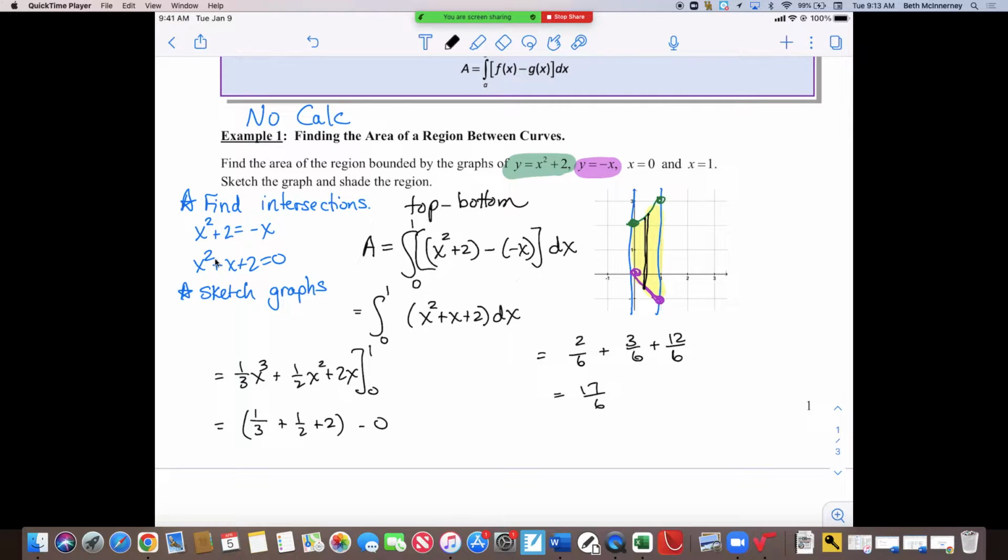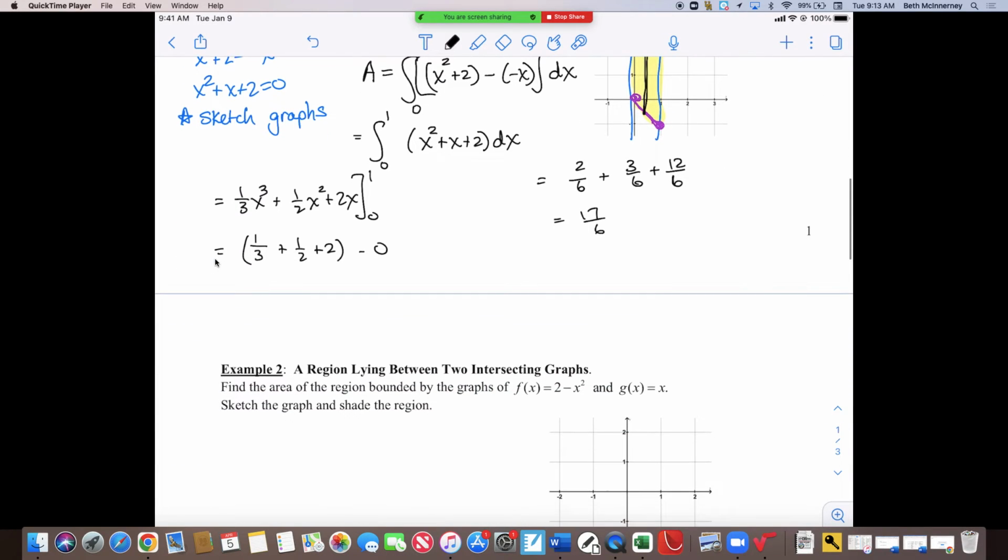So what you want to do is, if it's possible to find any intersections, you're going to want to find the intersections. This one didn't have any intersections, but I had an area bounded between the parabola and the line. All right, let's look at example 2.